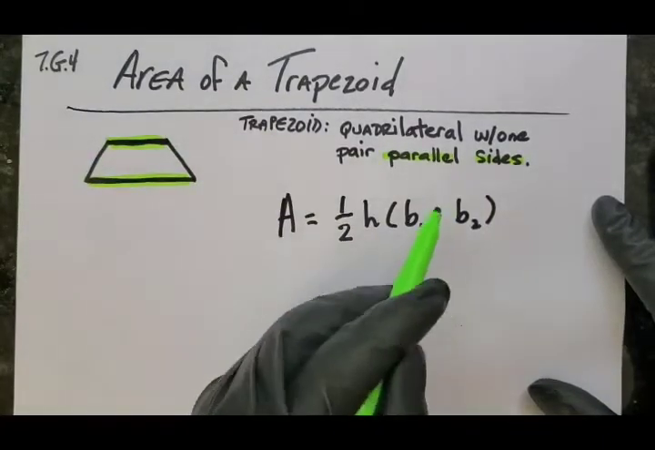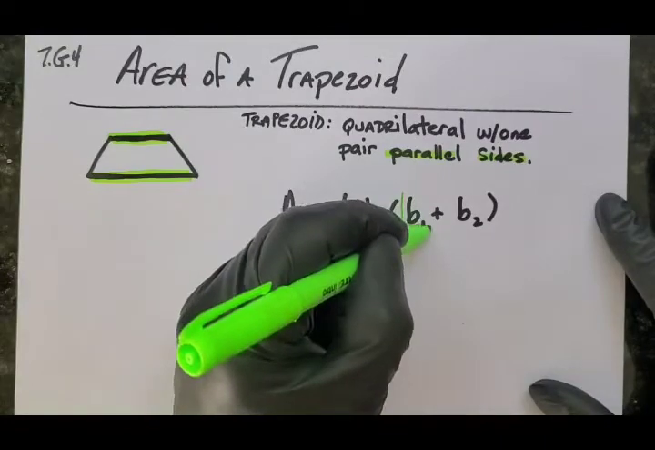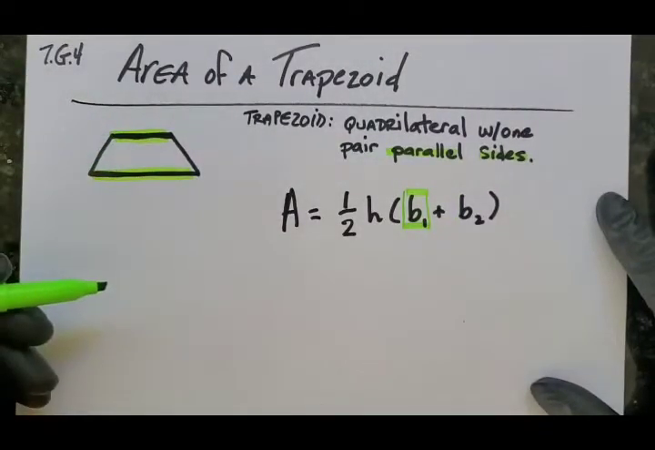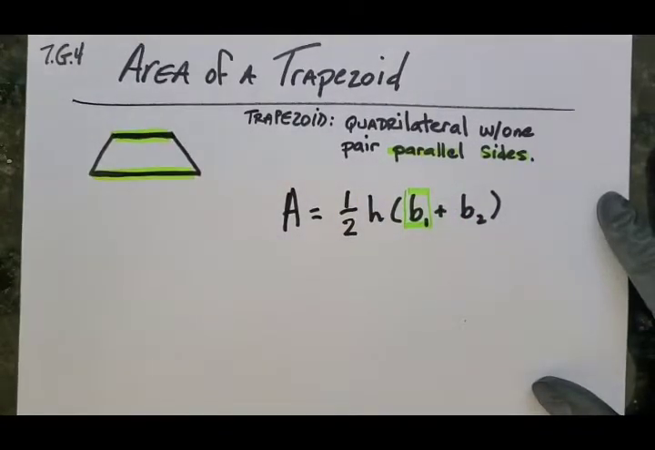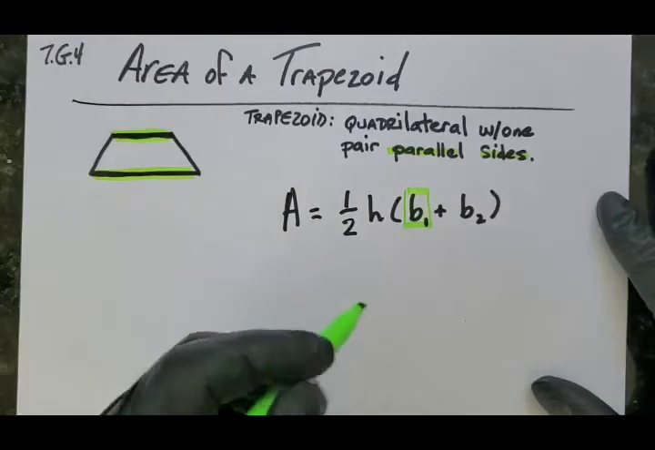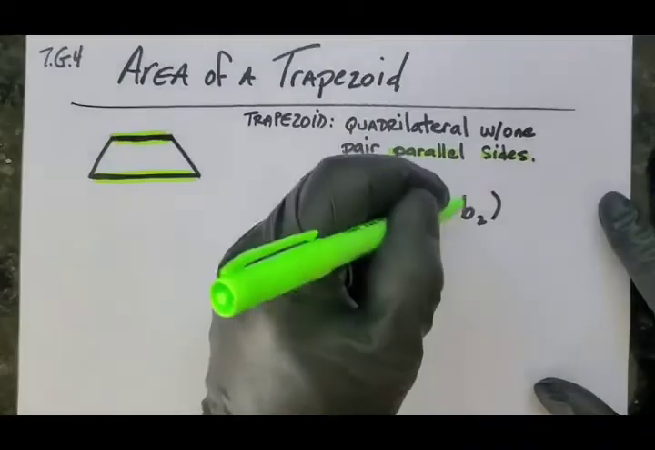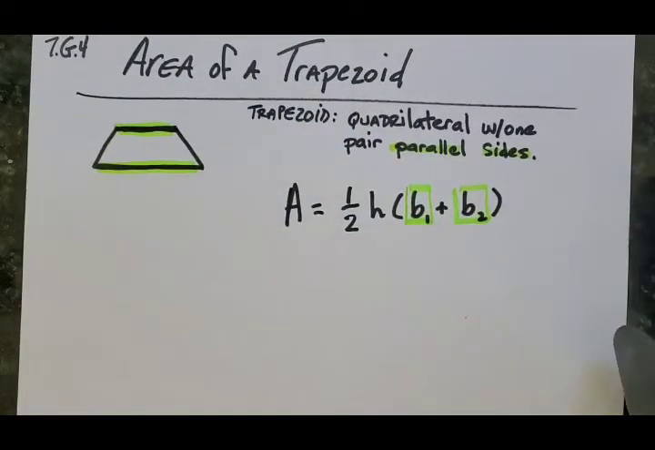The bases in the formula are given little numbers down there just to differentiate them. There are 2 different bases in this shape, so in the formula, you need to make sure you include each base one time. Base 1 could be this or that, it doesn't matter, but it has to be one of them. Then base 2 is the other side that is parallel. So the bases are the sides that are parallel.